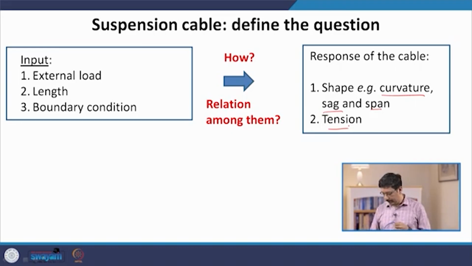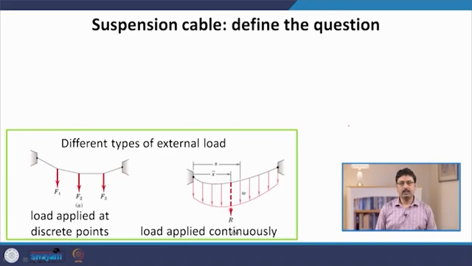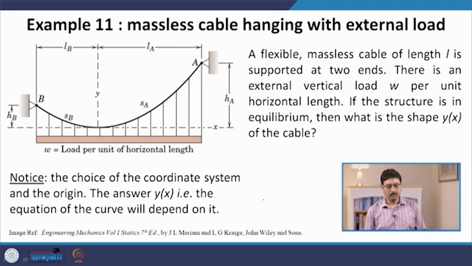Now, I will say a little bit about the external loads. In general they can be point loads which are applied at discrete points, such as the vertical forces F1, F2 and F3 in this picture, or there could be a load which is applied continuously along the length of the cable or the rope. In this particular problem we are going to assume that this is the case.